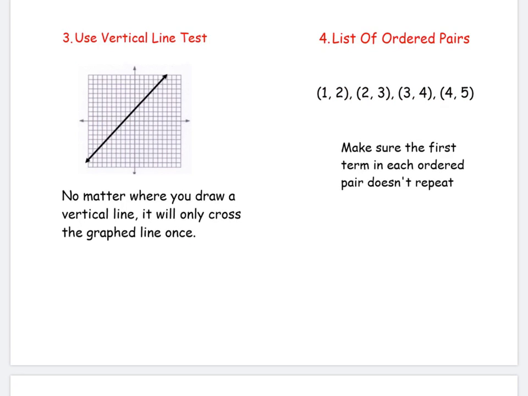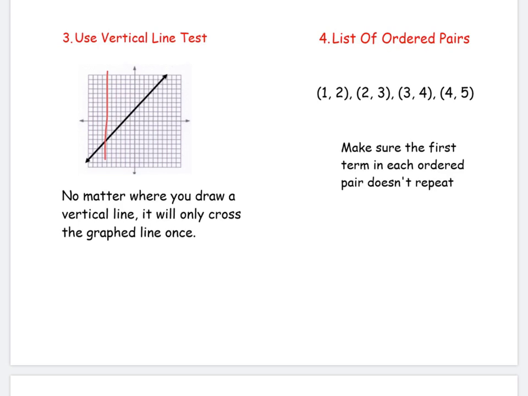The next thing you could look at is a graph. In order to tell if a graph is a function, you have to use something called the vertical line test. The vertical line test takes a line or a graph and it draws vertical lines anywhere on the grid. Remember, a vertical line is a line that goes straight up and down.